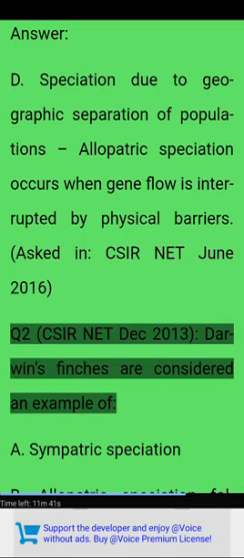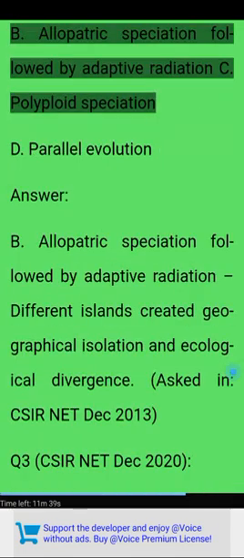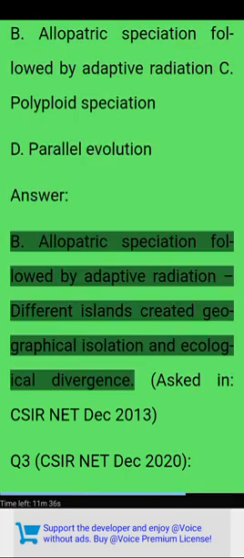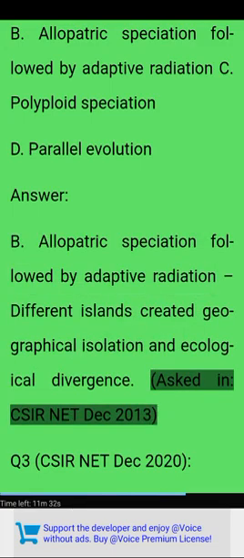Q2, CSIR NET December 2013. Darwin's finches are considered an example of: A, sympatric speciation. B, allopatric speciation followed by adaptive radiation. C, polyploid speciation. D, parallel evolution. Answer: B, allopatric speciation followed by adaptive radiation. Different islands created geographical isolation and ecological divergence. Asked in CSIR NET December 2013.